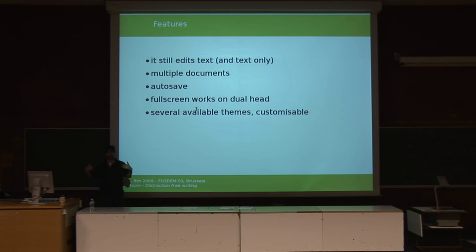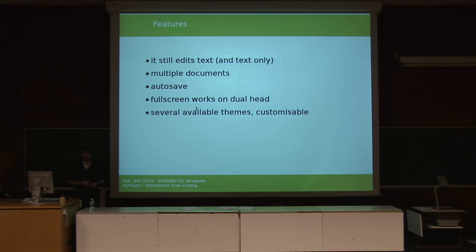So any automatic save is on this temporary file. And when you manually want to record your data, it records on the current file, the actual current file. So that saves you a lot of time trying to get your backup. Full screen works on dual head, which was pretty cool. I have a dual head at work, and unfortunately it didn't work. Now it works.